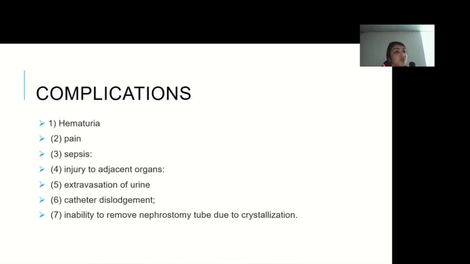So what complications do we face while we put in nephrostomy tubes? Most commonly we face hematuria, and after that the patient may go into sepsis because of drainage of pus from the kidney, and pain, and adjacent organ injuries. There could be catheter dislodgement, which we usually face in our settings.